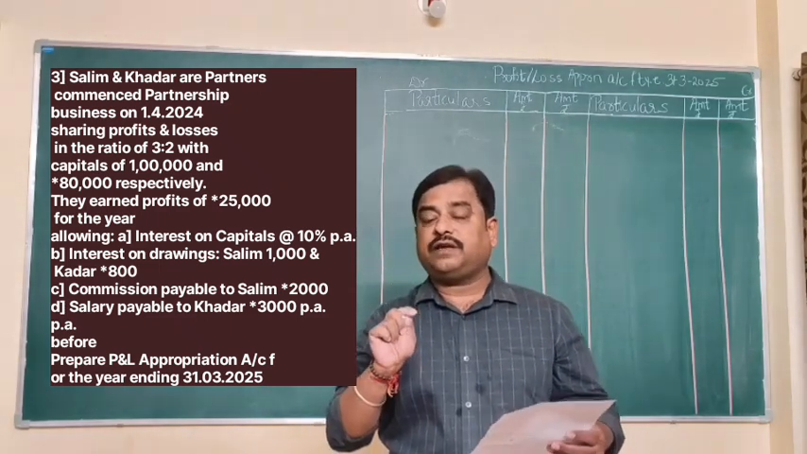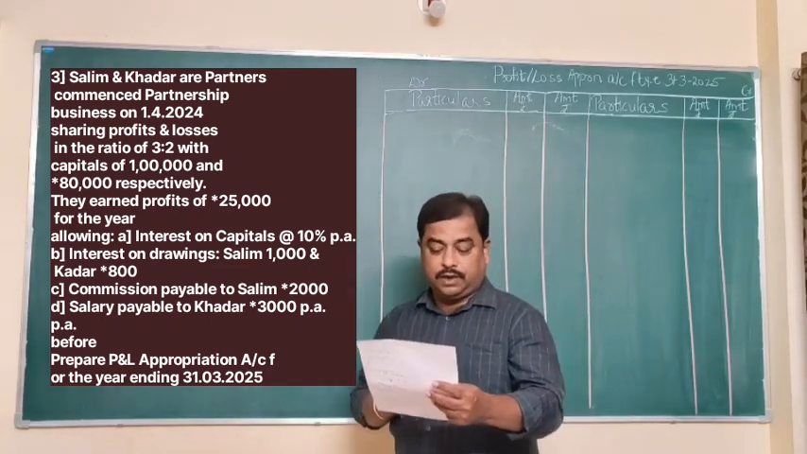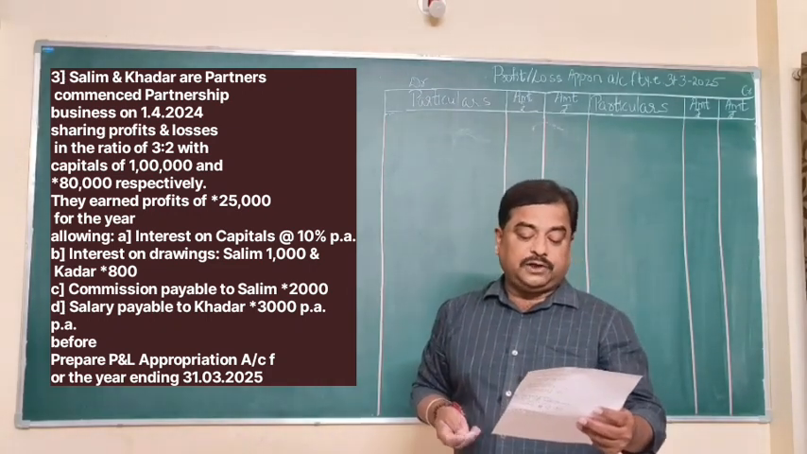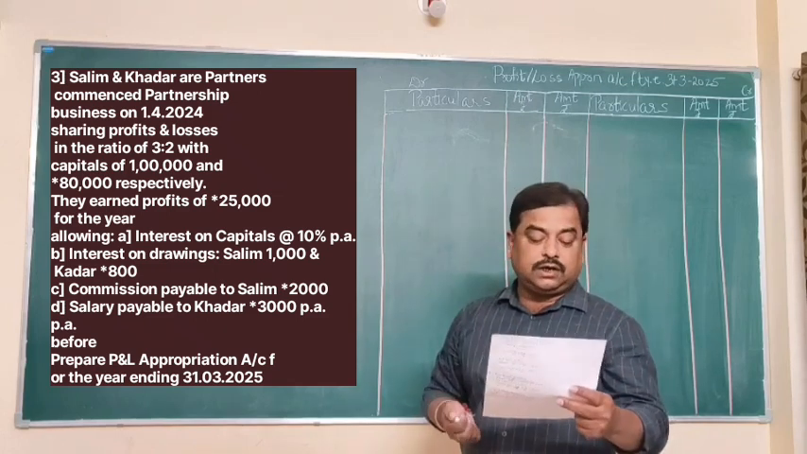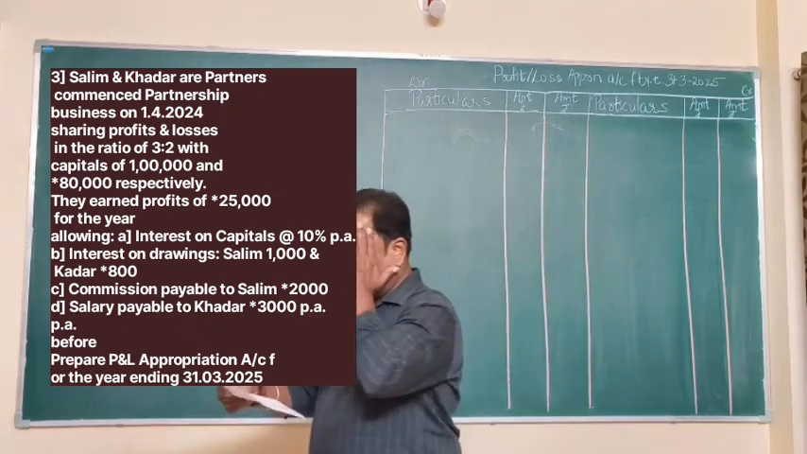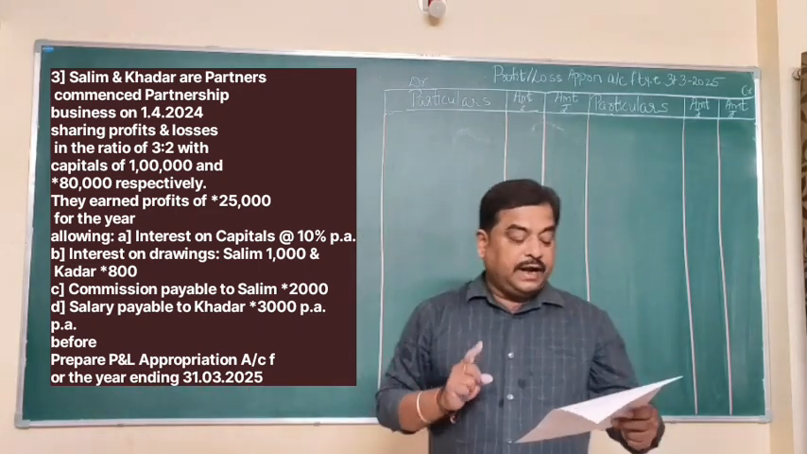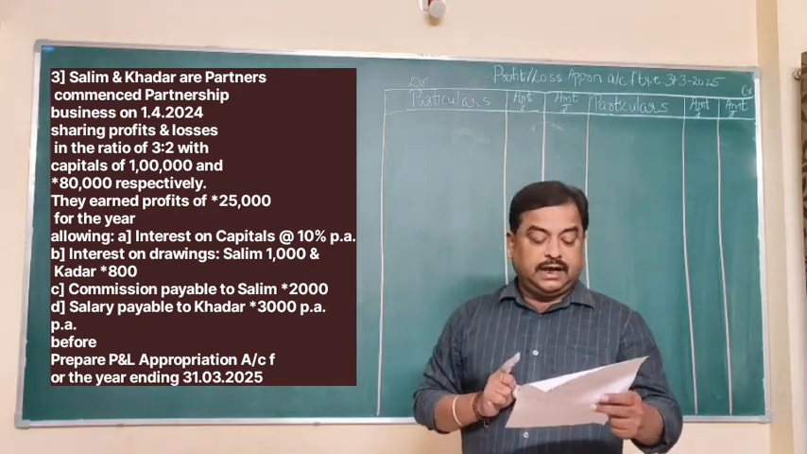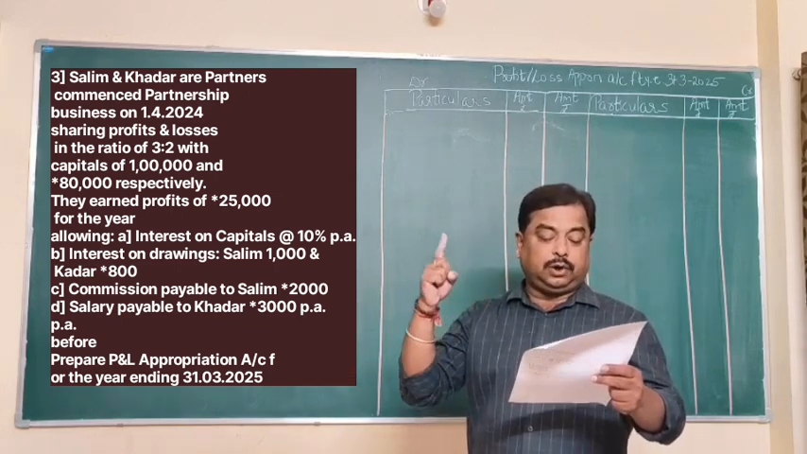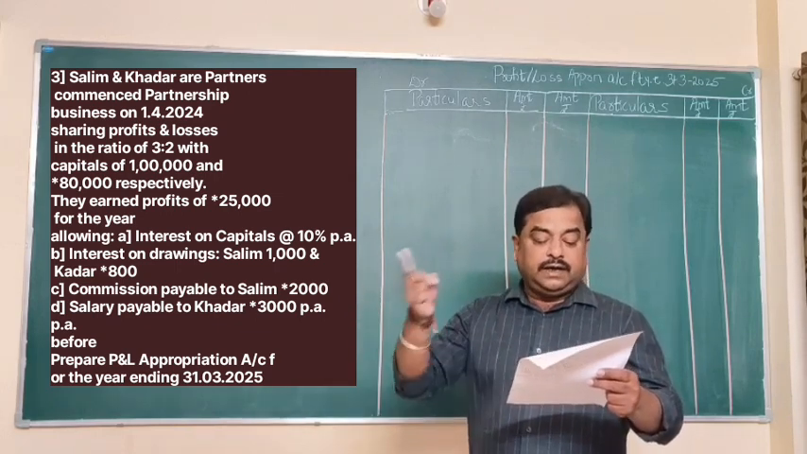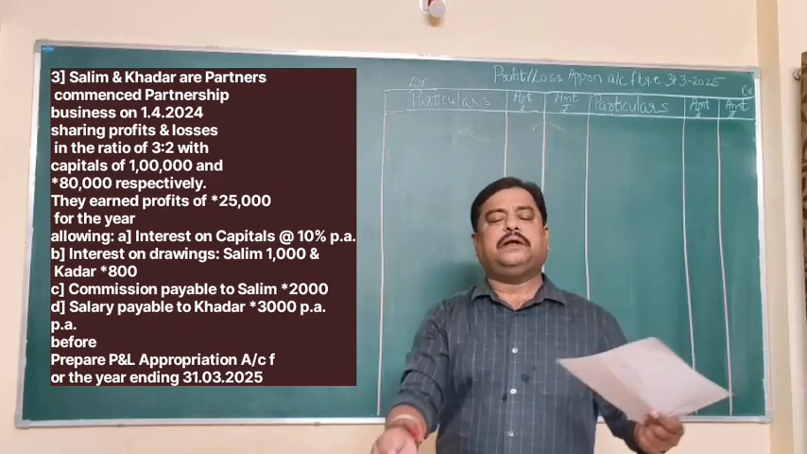Capital is given as information, because to calculate interest on capital we need the capital. Okay. They earned a profit of rupees 25,000 for the year. So net profit transferred is 25,000 before making the adjustments. What adjustments are given? Let us read quickly. Interest on capital 10%, interest on drawings for Salim and Kader, commission payable to Salim 2,000 per annum, salary payable to Kader 3,000 per annum. Very simple problem here.